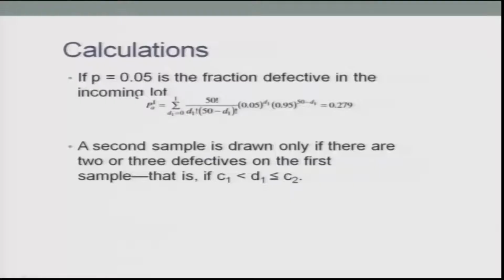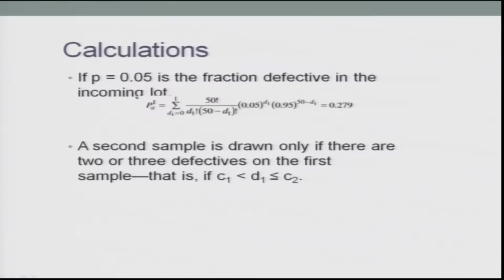Now, if small p is given as 0.05, which is 5%, and that is the fraction defective in the incoming lot, then you put those values and find out the value comes out to be about 27.8, which is 28%. A second sample is drawn. Again, if D1 is between C1 and C2, then obviously you will accept it. In case D1 plus D2 is more than C2, you will reject it.